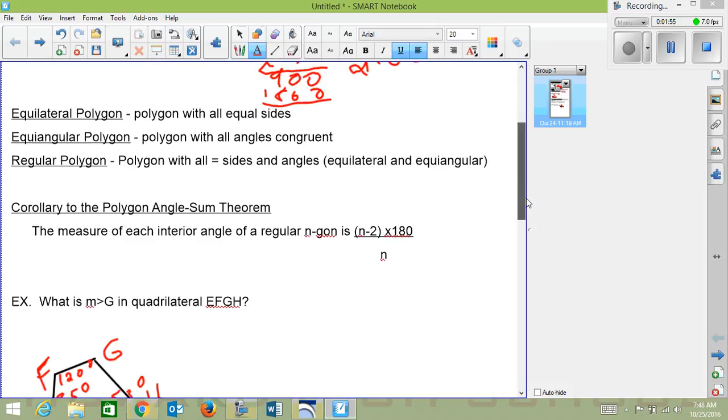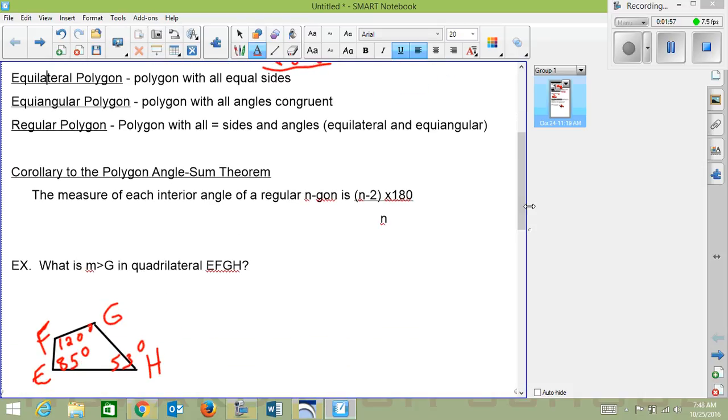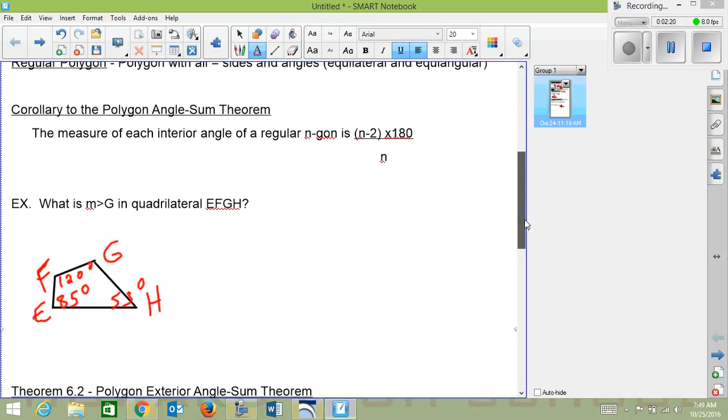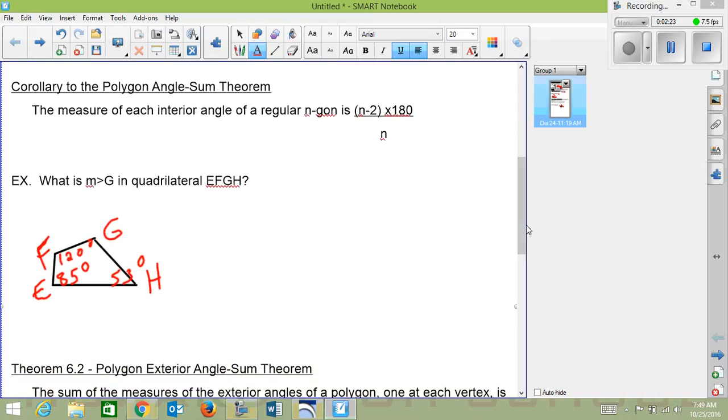The corollary to the polygon angle sum theorem: the measure of each interior angle of a regular n-gon. The key here is that it's a regular one, meaning it has all equal angles. It is n minus 2 times 180, so the same formula we just did, and then you divide it by the number of sides, which is also the number of angles that it would have. So we're just adding a step. We want to know what each angle is, not what the total number of degrees is.